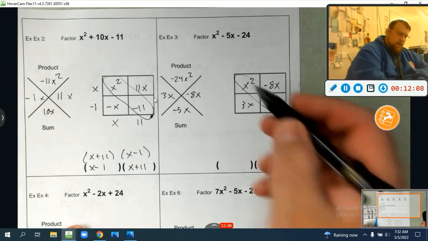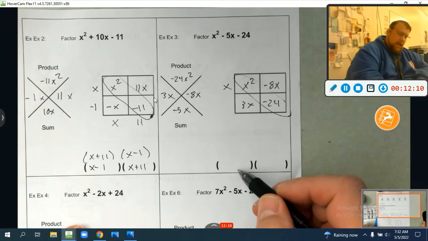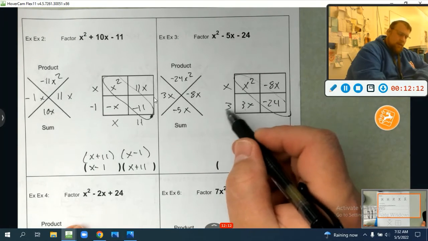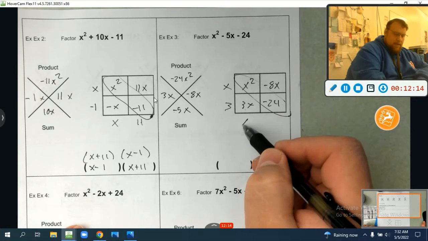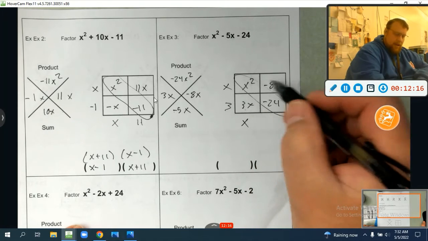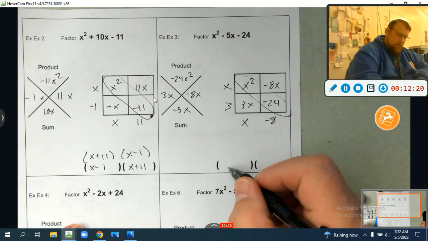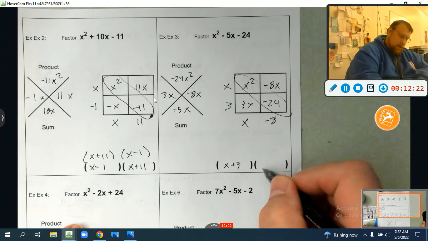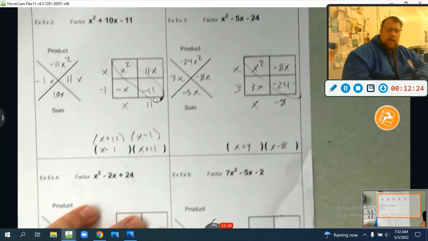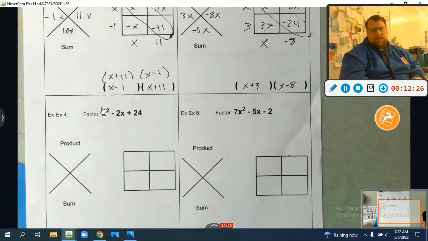Let's do that. Up top, I can take out an x. Down here, I can take out a 3. x times x is x squared. Perfect. x times negative 8 is negative 8x. And I end up with x plus 3 and x minus 8. Take a minute, try this third one, extra example 4.